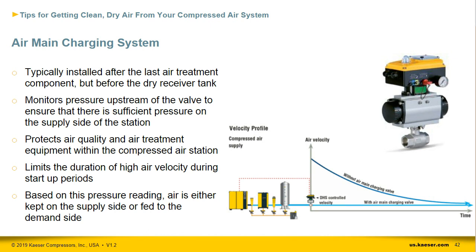What an air main charging system does is minimize this low pressure, high velocity startup period. It does this by monitoring the pressure of the compressed air station and keeping the valve closed until it rises to a system-dependent set point, then opening to allow the distribution system to pressurize while maintaining that upstream pressure. In this way, the compressed air station reaches operating pressure in the minimum amount of time possible, and the whole system, including distribution piping, reaches operating pressure in the same total amount of time as it would have without the AMCS.